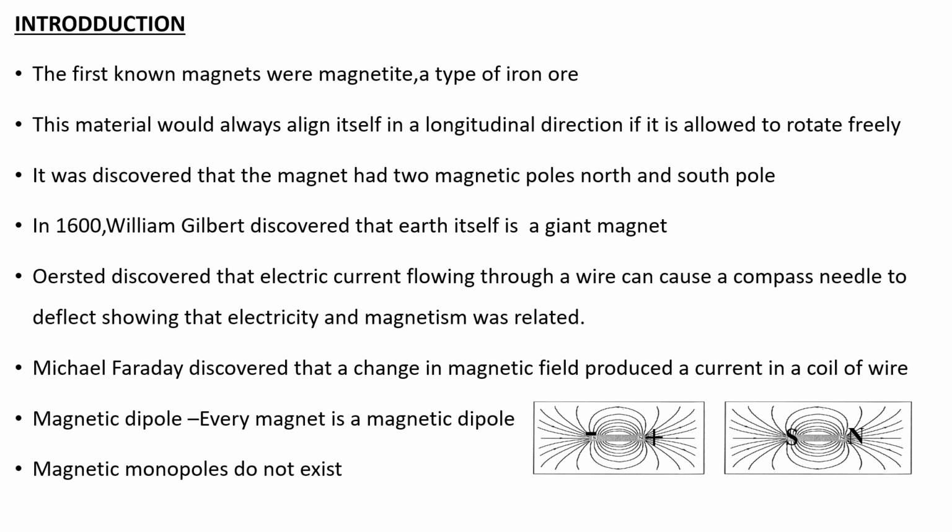In 1600, William Gilbert discovered that the earth itself is a giant magnet. And later, in 1820, a great physicist, Oersted, discovered that an electric current flowing through a wire can deflect a compass needle. That is, an electric effect can produce a magnetic field.